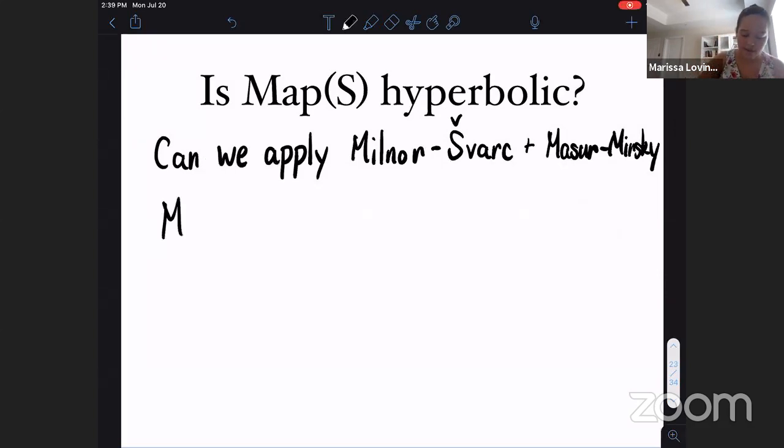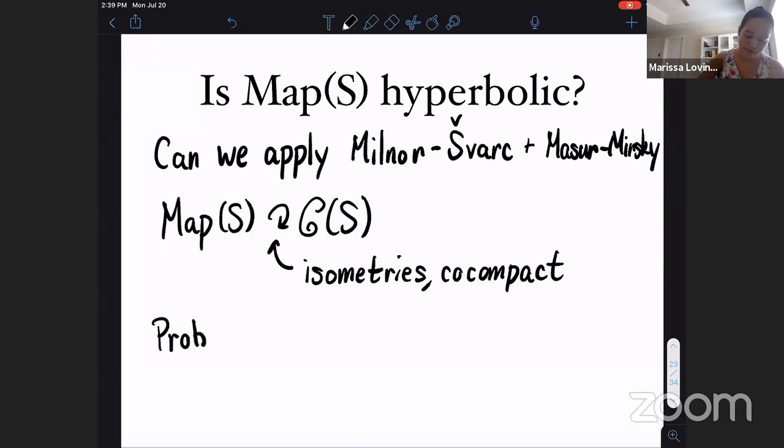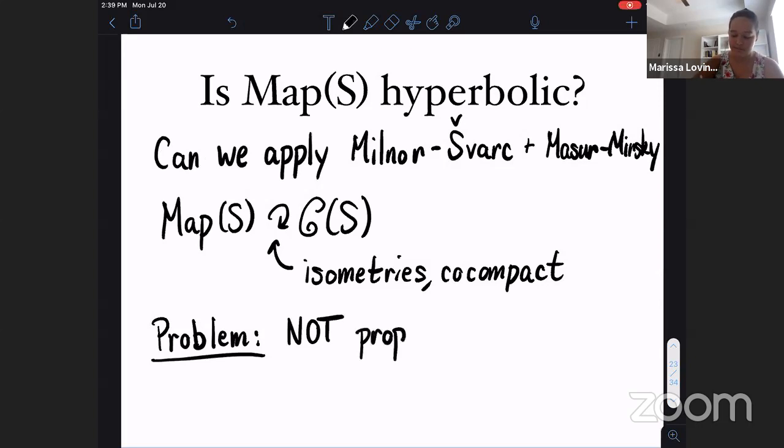I already mentioned a few slides back that we have this nice action of the mapping class group on the curve complex. We have that this action is by isometries, right? We have that this action is co-compact. But as many people probably know, unfortunately, there's a bit of a problem here. And the problem is that this action is not properly discontinuous.